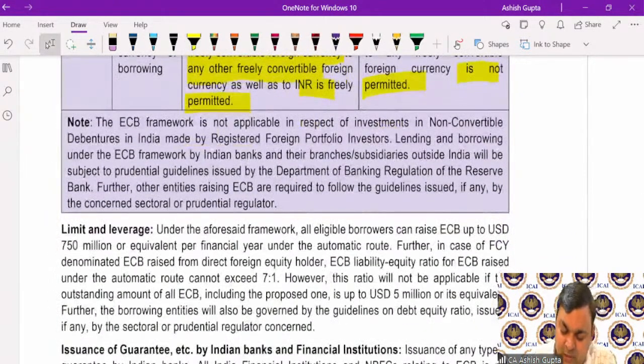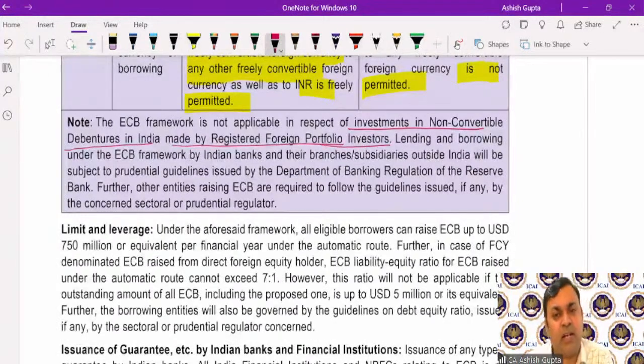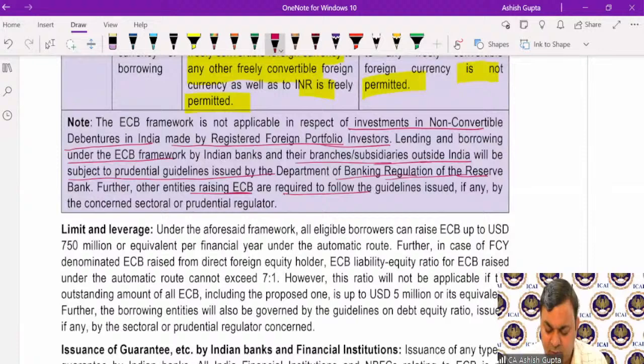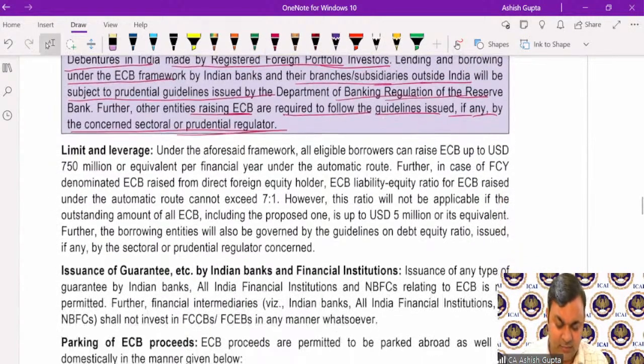Note, the ECB framework is not applicable in respect of investment in non-convertible debentures in India made by registered FPI. Lending and borrowing under the ECB framework by Indian banks and their branches and subsidiaries outside India will be subject to prudential guidelines issued by the Department of Banking Regulation of the Reserve Bank of India. Further, obviously they need to comply with the RBI conditions also. Further, other entities, meaning other than banks, are required to comply with guidelines issued, if any, by the concerned sectoral or prudential regulator, right? So if any authority is evaluating that project, then you need to be concerned. In case of banks, you need to comply with the Department of Banking RBI guidelines. For any entities other than banks, you need to follow your sectoral regulator.